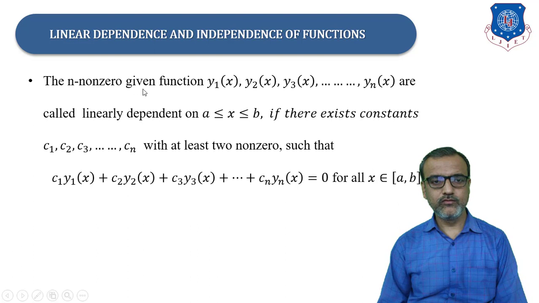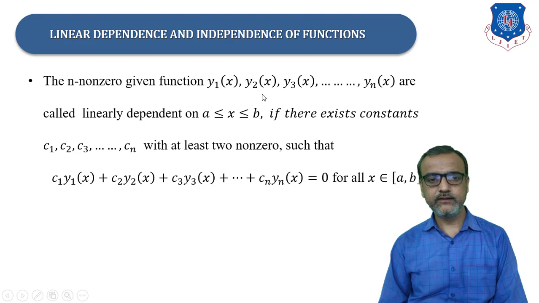The n non-zero given functions y1(x), y2(x), y3(x) up to yn(x) are called linearly dependent on the given interval a ≤ x ≤ b if there exist constants c1, c2, c3 up to cn with at least two non-zero such that c1 y1(x) + c2 y2(x) + c3 y3(x) + ... + cn yn(x) = 0 for all x belongs to (a, b).